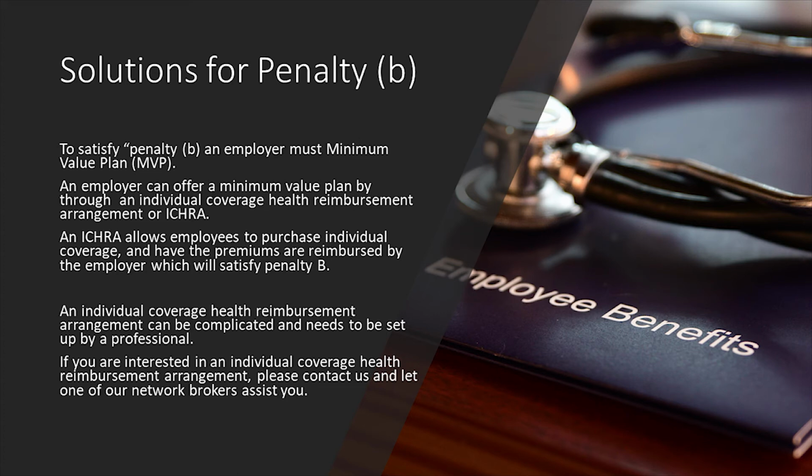Okay, solutions for penalty B. To satisfy penalty B, an employer must offer a minimum value plan, and as I mentioned earlier, that's equivalent to a major medical bronze plan. An employer can offer a minimum value plan through an individual coverage health reimbursement arrangement, or an ICHRA. An ICHRA allows employees to purchase individual coverage and have the premiums reimbursed by the employer, which will satisfy penalty B.